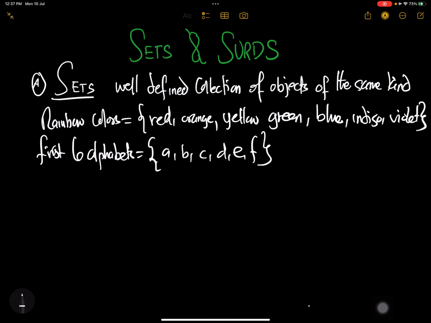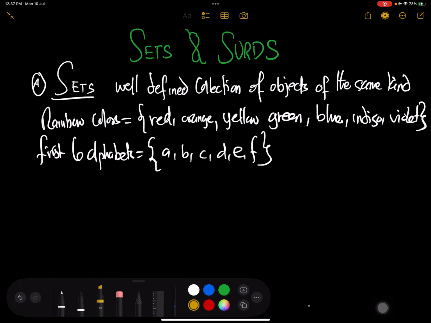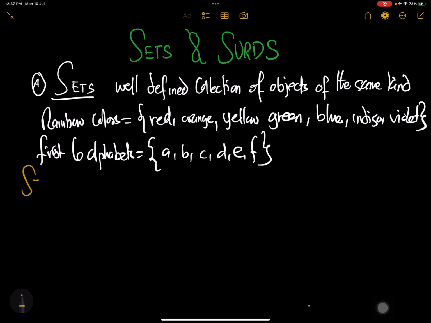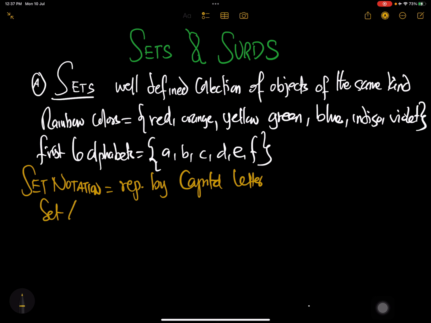Now, how do we write a set notation? We say that a set is denoted or represented by a capital letter. So we can say that set A is the set of the first six alphabets, which is A, B, C, D, E, and F. So it's always denoted by a capital letter.